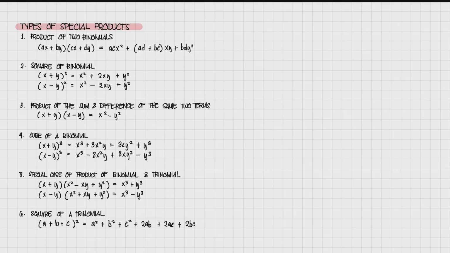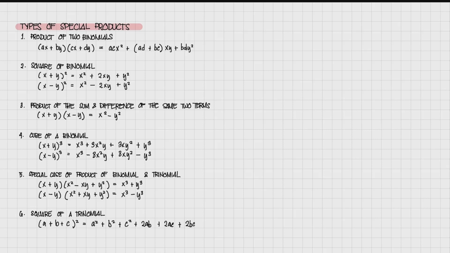Now, there are 6 types of special products listed here. The first one is the product of two binomials. Second is the square of a binomial. Third is the product of the sum and difference of the same two terms. Fourth is the cube of a binomial. Fifth is the special case of the product of a binomial and trinomial. And lastly, the square of a trinomial.